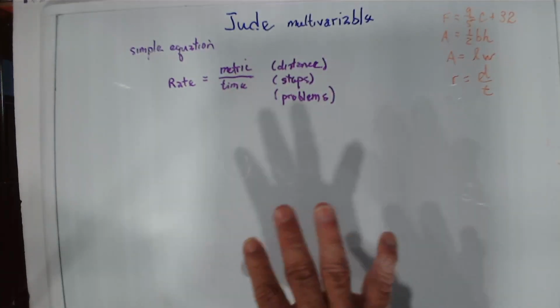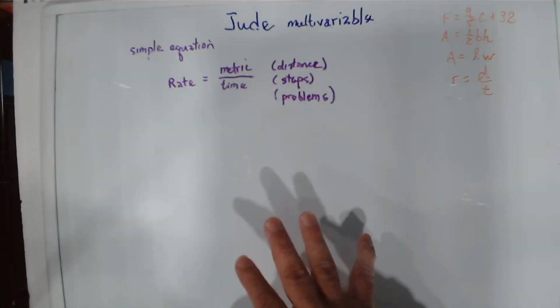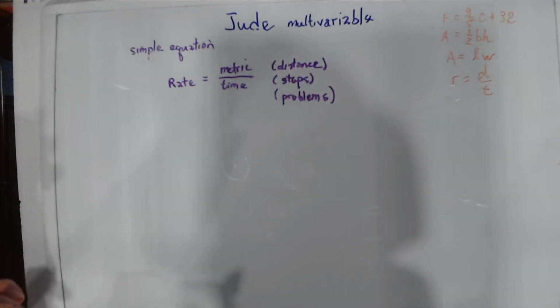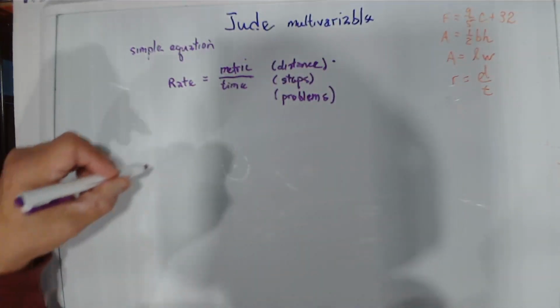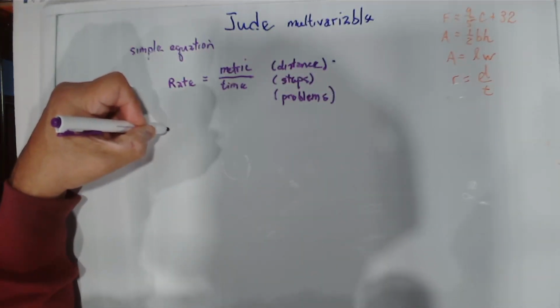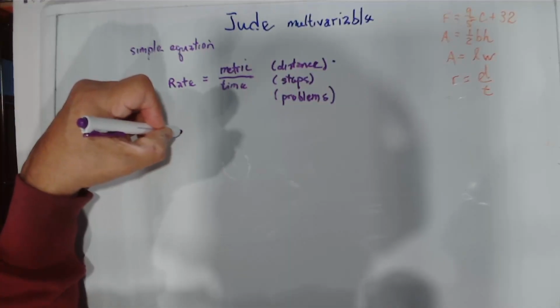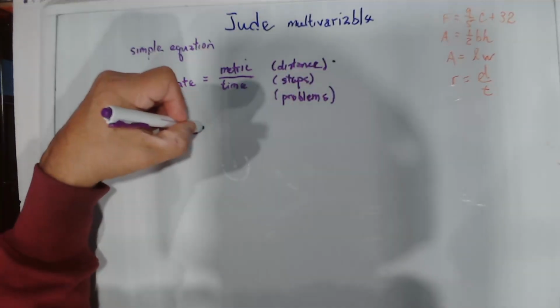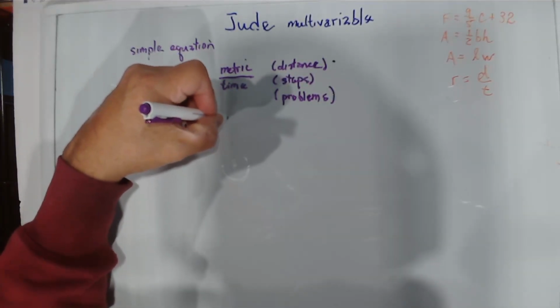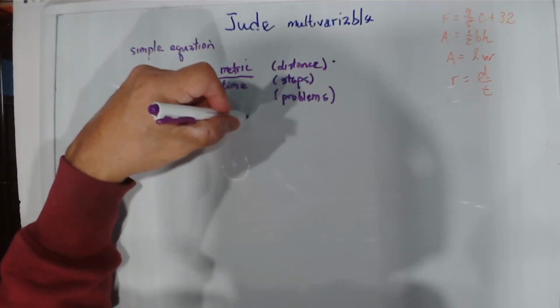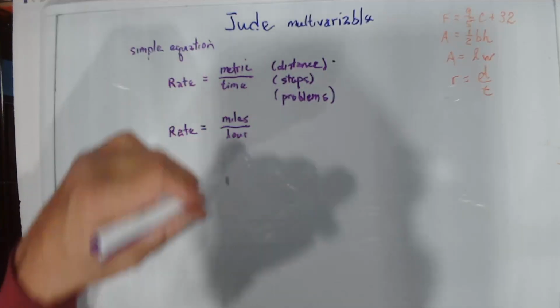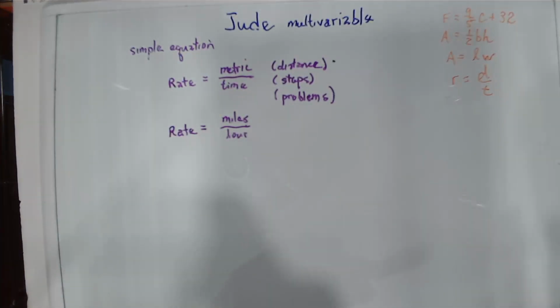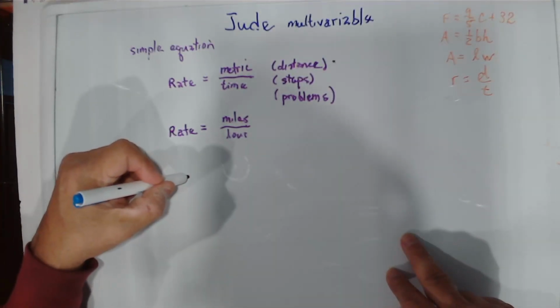You'll see that as we go through it. Let's take distance, because we do distance quite a bit, and that makes sense to a lot of people. Let's say we have a rate is equal to the miles per hour. That should be pretty familiar to you because you're in a car. What does that mean? Well, let's draw it out. Let's draw a car.